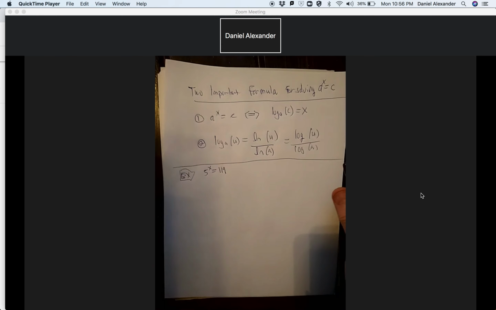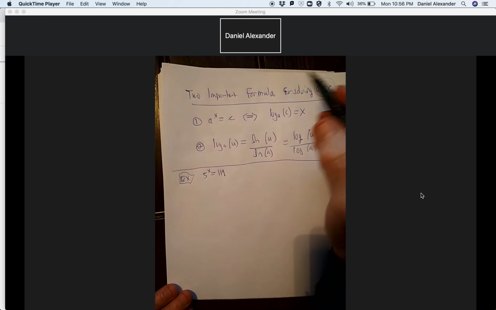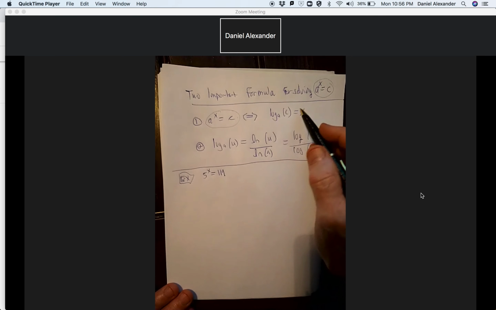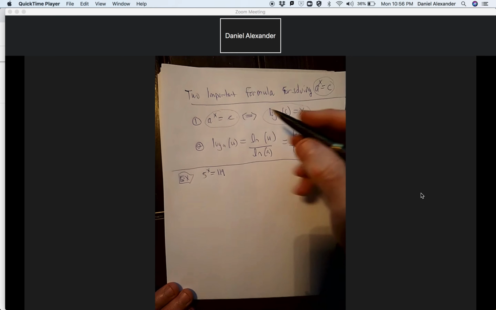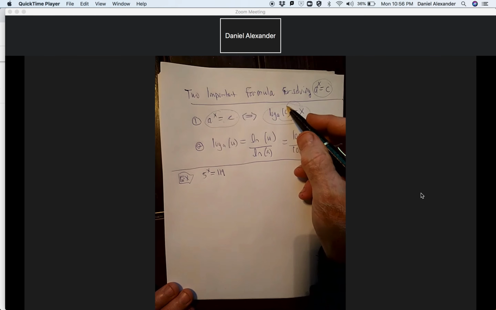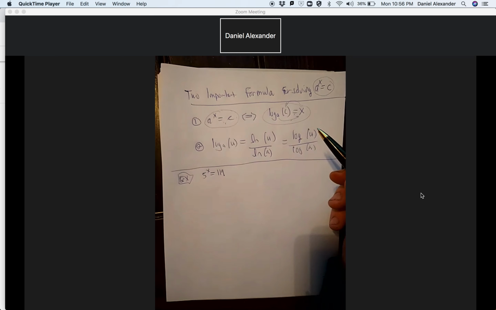So there are two important formulas that we use for solving this kind of equation. One is to rewrite the exponential relationship in its log form. And remember, the reason we know these are the same is that a to the x, we interpret this as a to the x equaling c, which is that. The second is the change of base form.